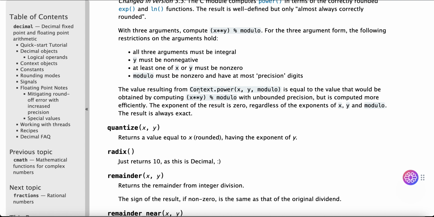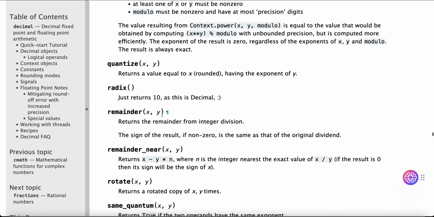The value resulting from context.power(x, y, modulo) is equal to the value that would be obtained by computing (x ** y) % modulo with unbounded precision, but is computed more efficiently. The exponent of the result is 0 regardless of the exponents of x, y, and modulo. The result is always exact.